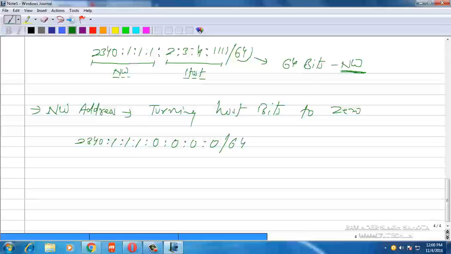And if we abbreviate this address, it will become 2340:1:1:1. And since there are four continuous quartets of all zeros, this can be replaced with a double colon, and it will become ::/64 like this.